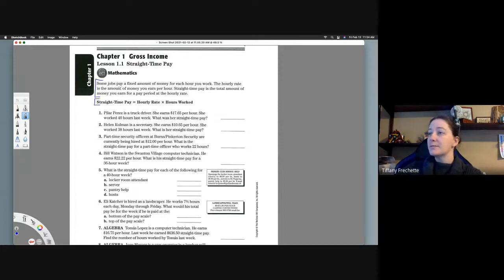So some jobs pay a fixed amount of money for each hour you work. The hourly rate is the amount of money you can earn per hour. Straight time pay is the total amount of money you earn for a pay period at hourly rate. And then in order to calculate straight time pay, they tell us to multiply the hourly rate by the hours worked. So hourly rate is literally how much do you make per hour. Hours worked is how many hours did you work this week, or pay period. And we'll get into pay period as we move forward here, because it's not always on a weekly basis, if you didn't know that.